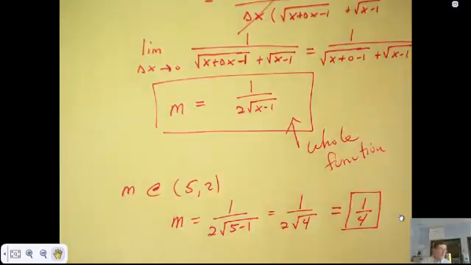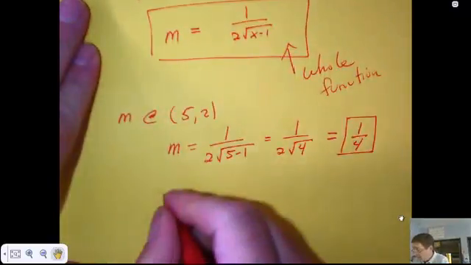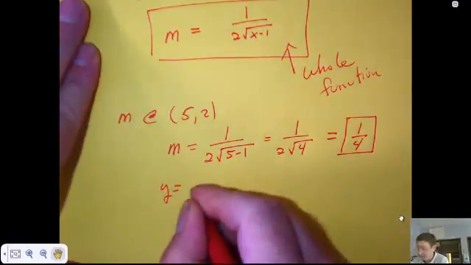So the question though didn't ask for the slope, it actually asked for the equation of the tangent line. So now I go back and say, okay, that's easy to do now because y has to be mx plus b.